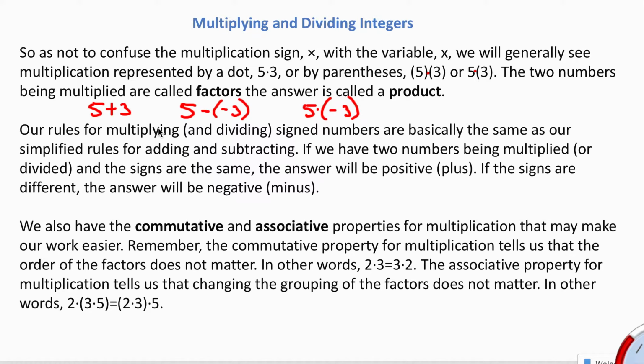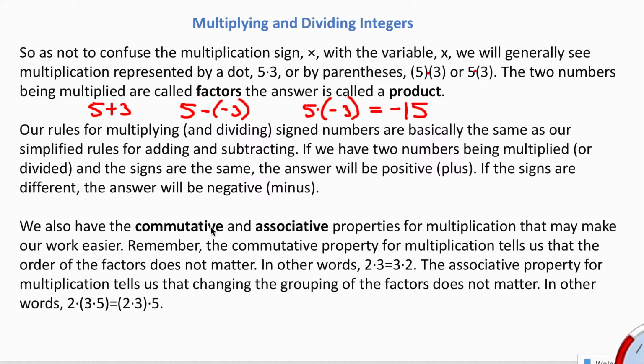Okay, now the rules for multiplying and dividing are basically the same as our simplified rules for adding and subtracting. If you've got two numbers being multiplied or divided and the signs are the same, your answer is going to be a plus. If the signs are different, the answer will be a minus sign, a negative, like this one. Because the signs are different, that's a plus 5 and a negative 3.